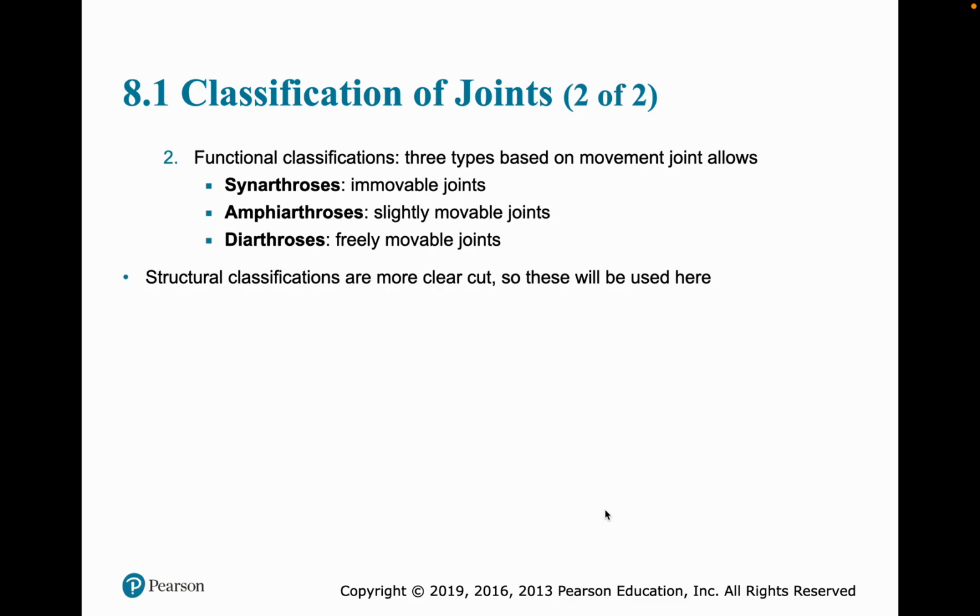Functionally, we've got classifications based on the amount of movement that's allowed. Just because two bones come together doesn't mean that those bones move. In a synarthrosis, we have an immovable joint. Our skull bones held together with sutures are a good example of a synarthrotic joint. We have amphiarthrotic joints that allow some movement. And then we have diarthrotic joints that allow for free movement within the structure of the joint itself. So not completely free movement.